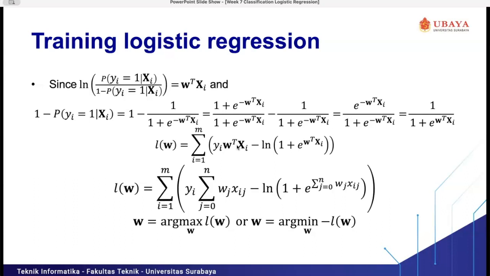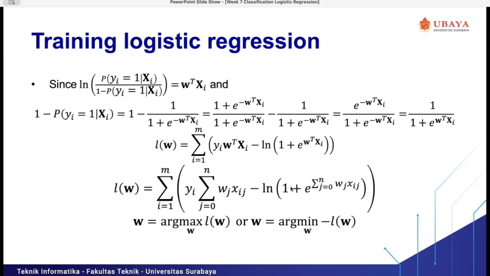Because W transpose xi is the multiplied values between the weight and the input, and in this case we have different training data, we will multiply the wj with the xij. Sorry, the n value is not the number of training data. The n value is the number of features, and the m value is the number of training data. And we multiply the wj with the xij. It means we will multiply every weight with the features for every training data, right?